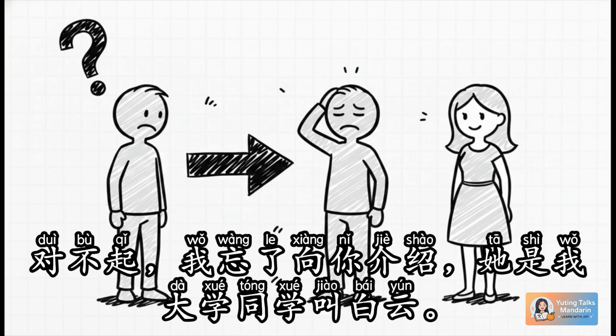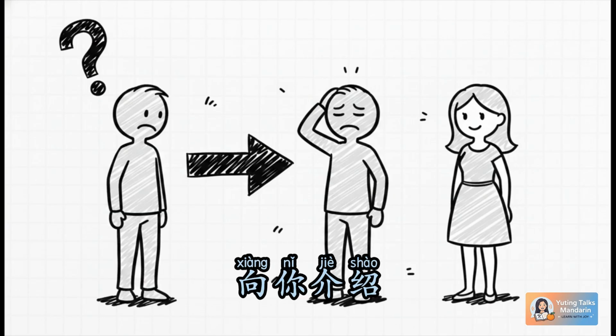That is a perfect example. And the key structure right there was 向你介绍. 向 is the arrow, 你, which means you, is the target person, and 介绍 is the verb introduce. You pointed your introduction directly at me.